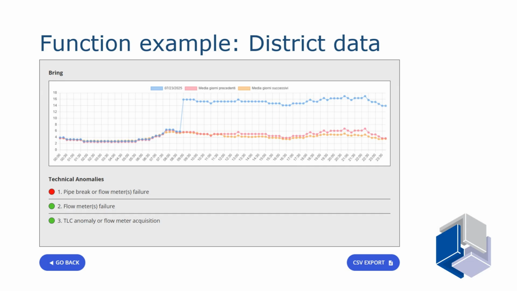At the bottom of the screen we have two buttons. One allows us to export all the data on the screen to a CSV archive. The other allows us to go back in navigation, to examine no longer the data of a single district, but the data of an area of districts, or of the entire water management agency.